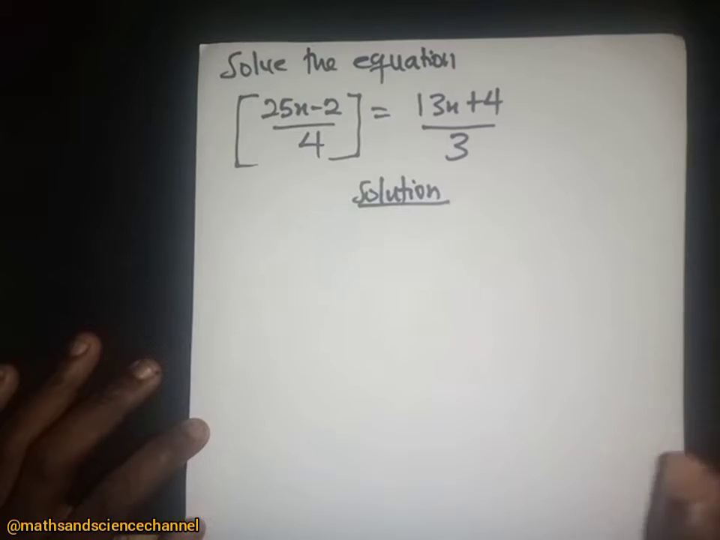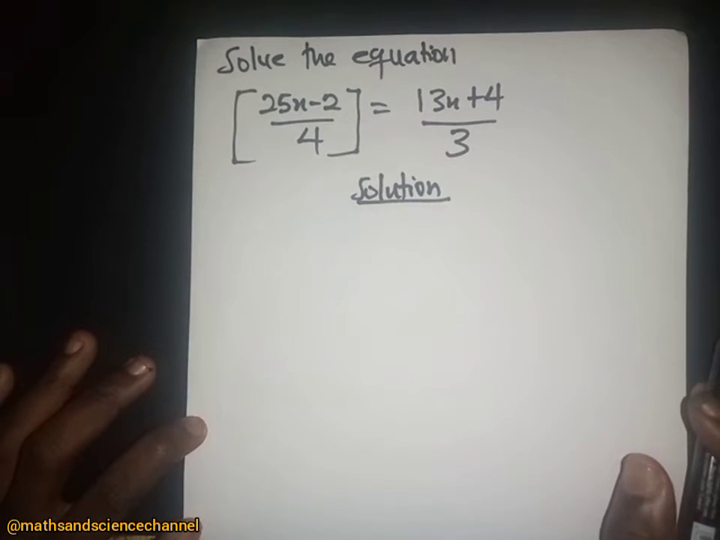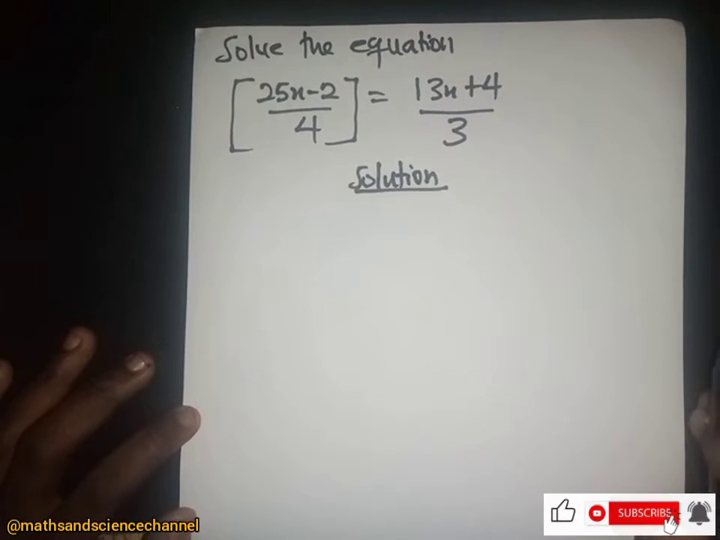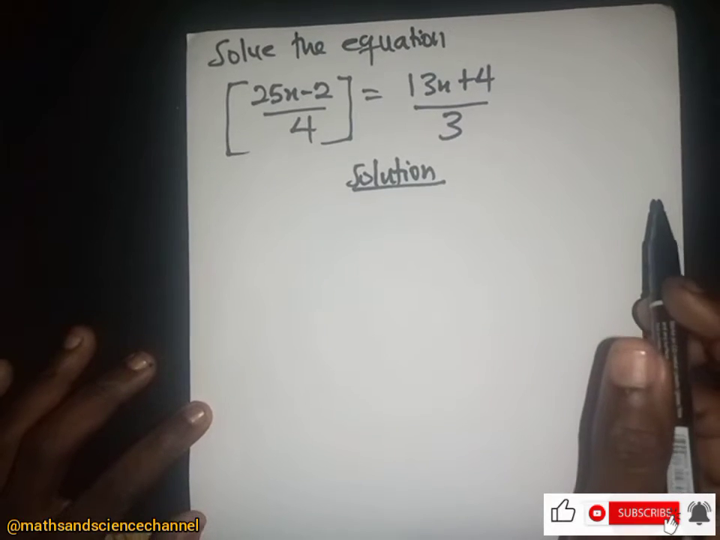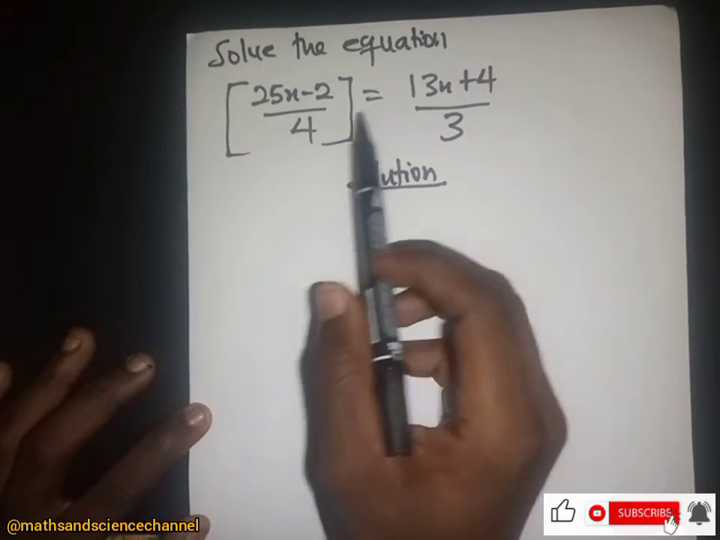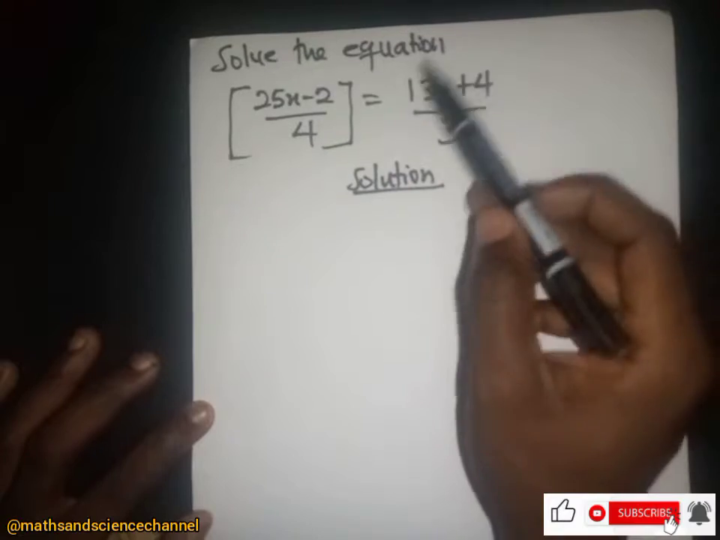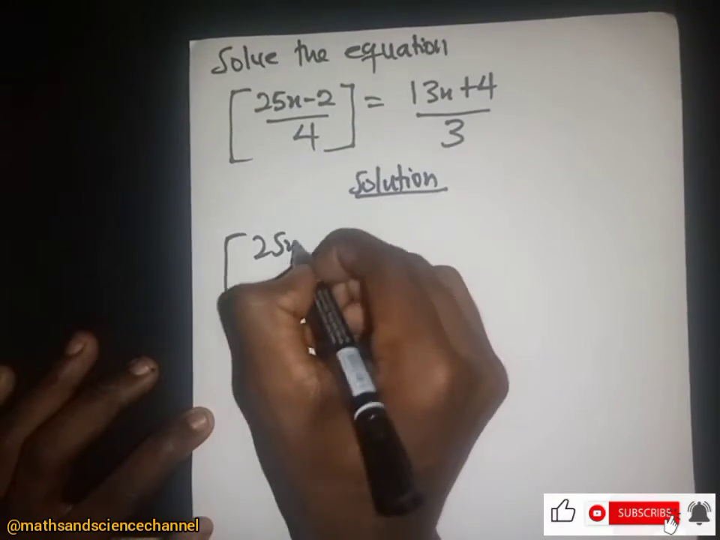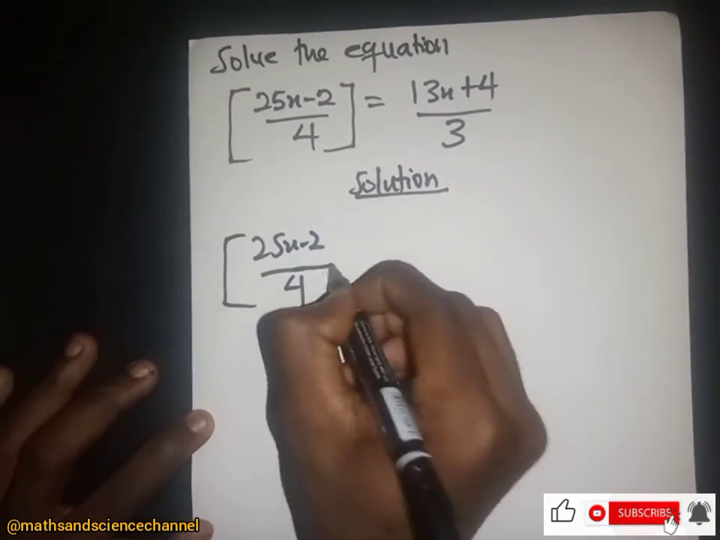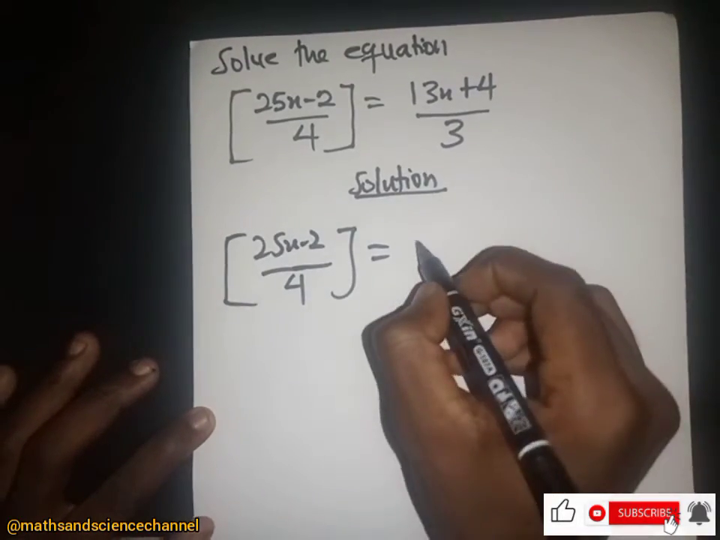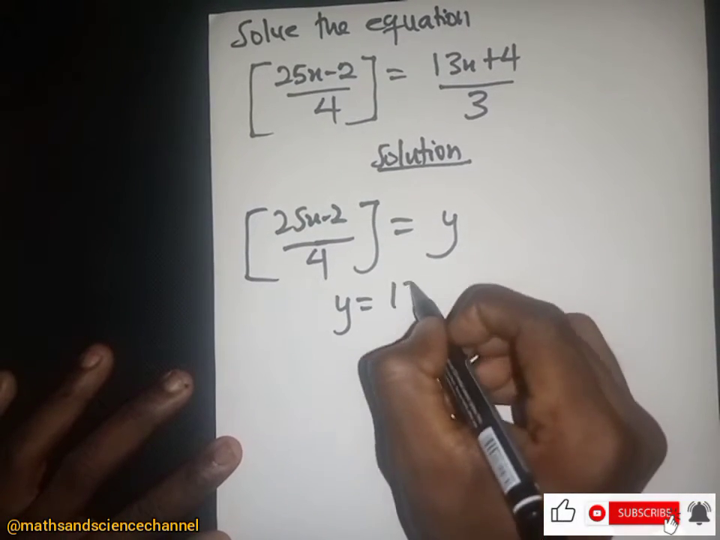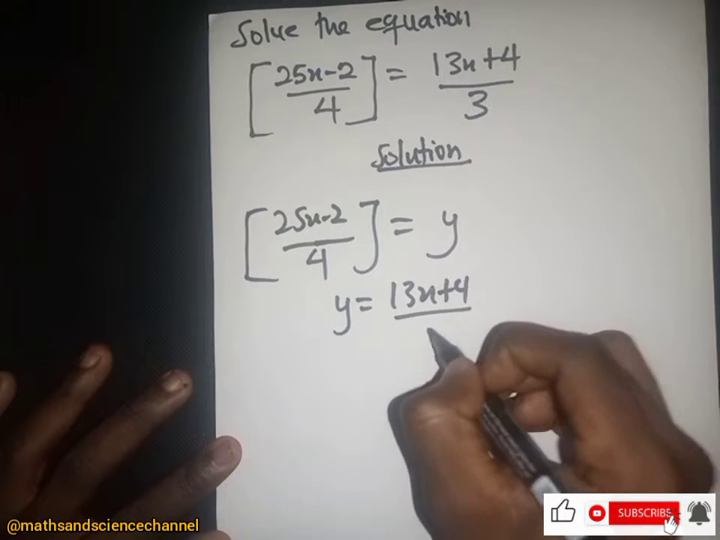So we have (2x minus 1)/4 ... being equal to (3x plus 4)/3, and we are to solve this equation. What we are going to do is equate a variable to one of the expressions. So we take this: (2x minus 1) divided by 4 being equal to y. Basically what we are saying is that y is just (13x plus 4) over 3.